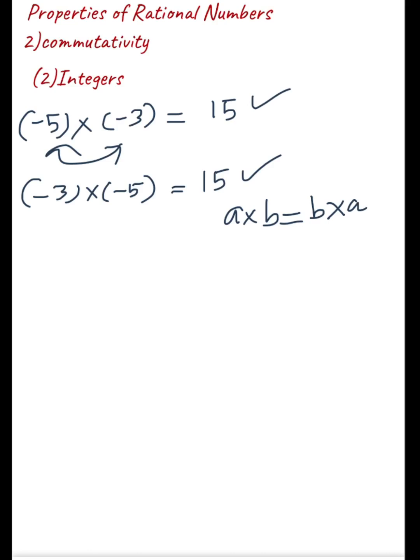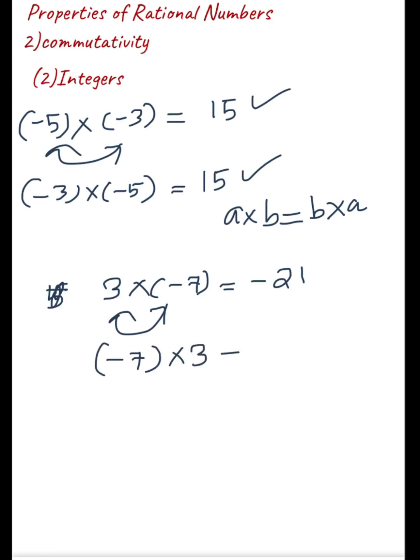Let's take some other examples. That is, I'm taking 3 into minus 7. What is 3 into minus 7? The answer is minus 21. Okay. Now I am changing the order and multiplying it. That is minus 7 into 3. What is minus 7 into 3? It's minus 21 itself. That means both answers are the same. Or A into B is equal to B into A. Or you can say multiplication is commutative for integers. Okay, multiplication is commutative for integers.